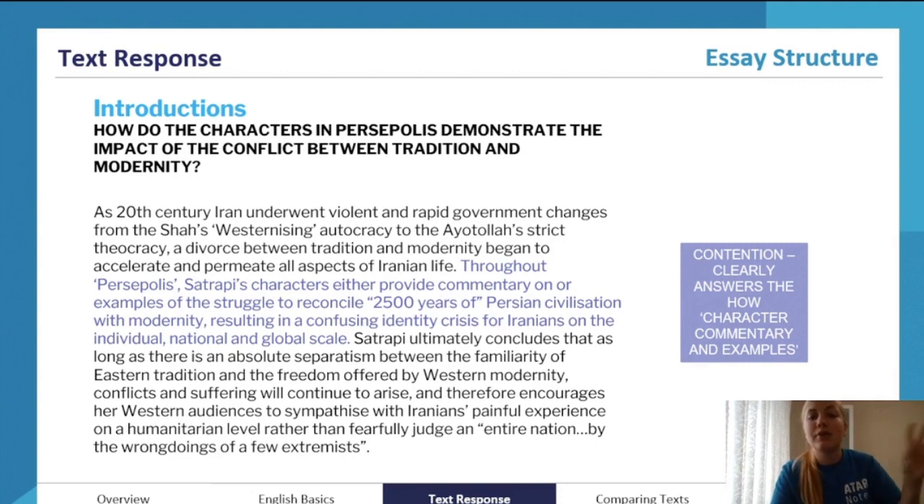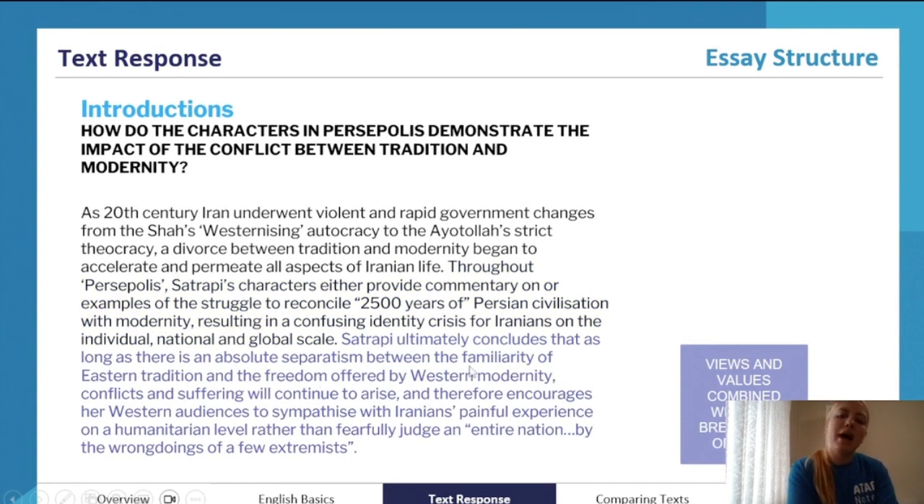This is an example of an extended contention. What I suggest you do, though I used to do this usually about 2 sentences and have even slightly a little bit more detail, but this is done really well. It clearly shows that it agrees that there is a conflict between tradition and modernity, and that it resulted in a confusing identity crisis for Iranians as one of the most devastating impacts, again, touching on the prompt, and that there were also individual, national, and global impacts.